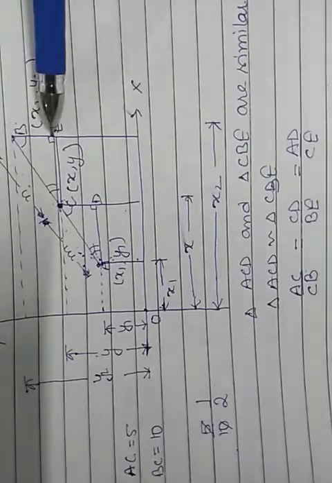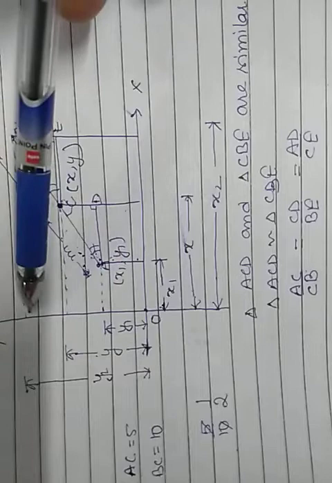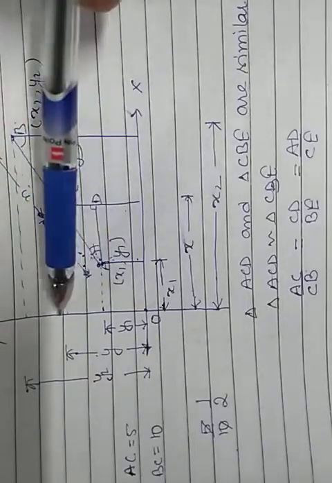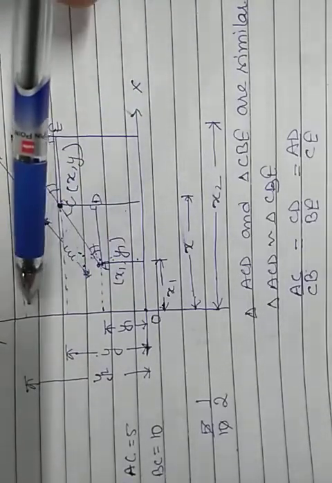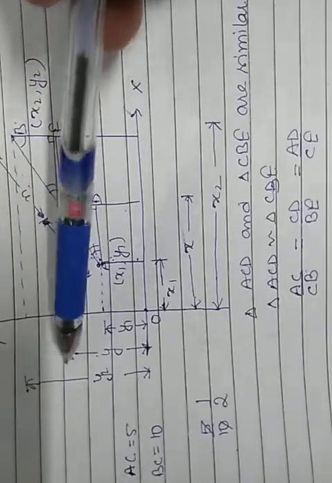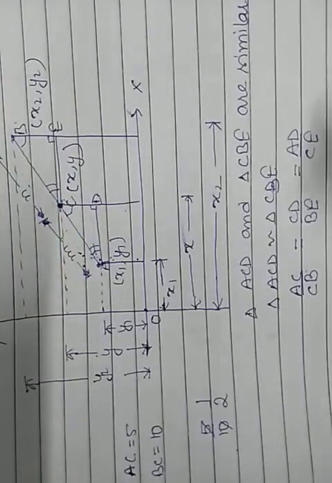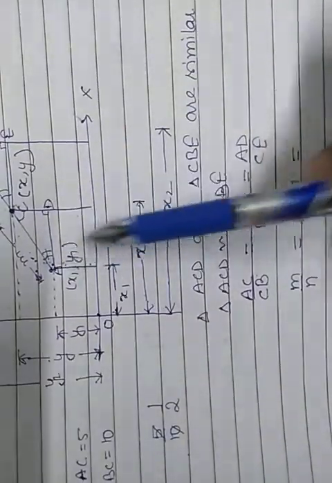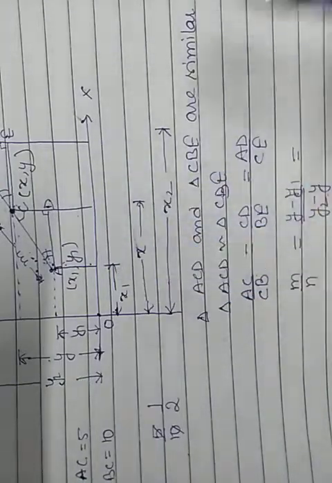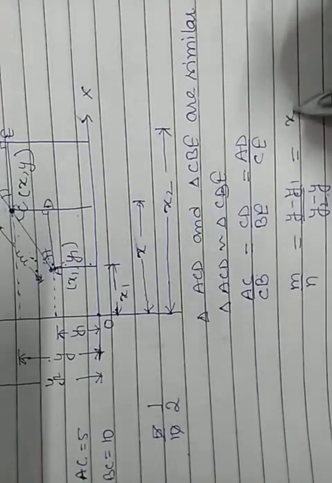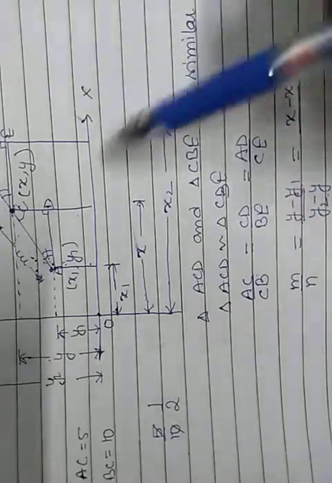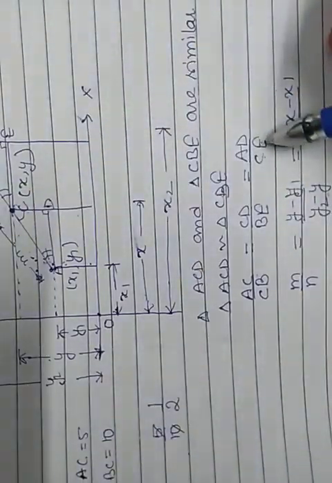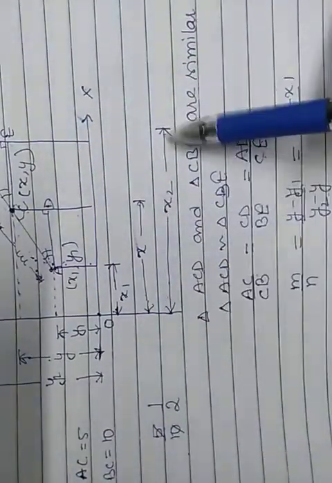So I want this height. From the origin to this point, this is y2 and it is y. So this height is the difference of the two, that is y2 minus y. Now AD, this is AD. So this is x and this is x1. So AD is x minus x1, and CE, I want this CE. So CE is x2 minus x.